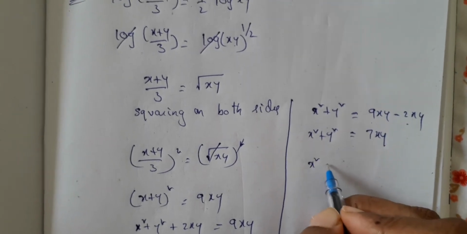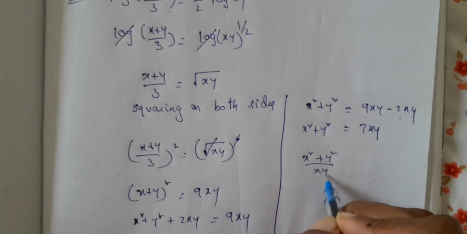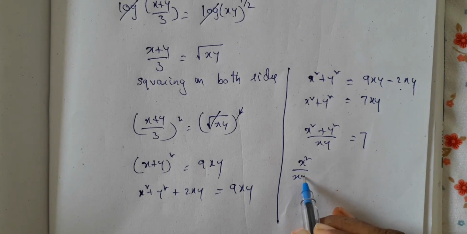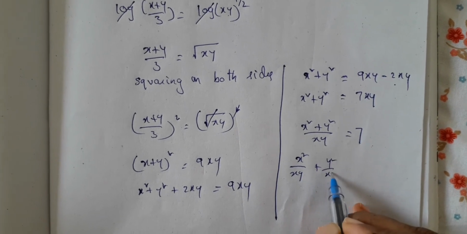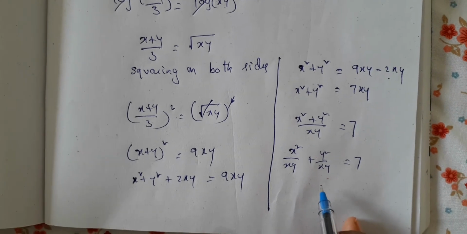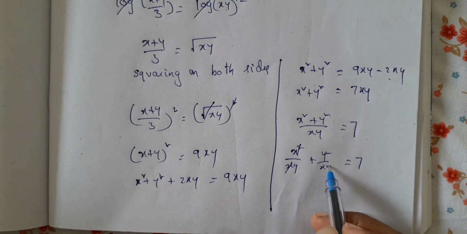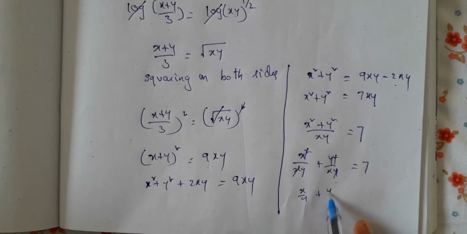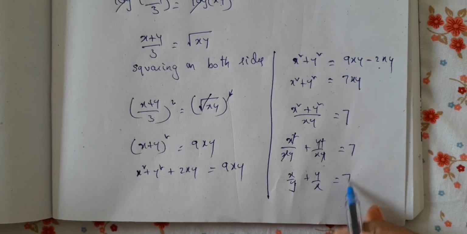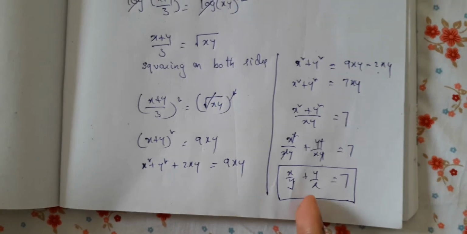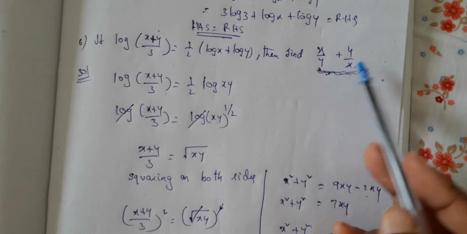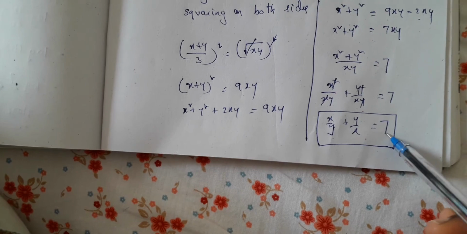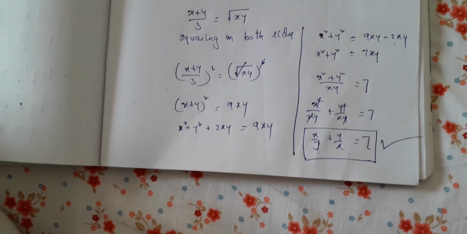Or (x square plus y square) by xy is equal to 7. So I'll split this one. x square by xy plus y square by xy is equal to 7. So x and x got cancelled, y and y got cancelled. We are left with x by y plus y by x, which is equal to 7. So which value did we have to find out? x by y plus y by x. We got it. x by y plus y by x is equal to 7. So this is the answer.